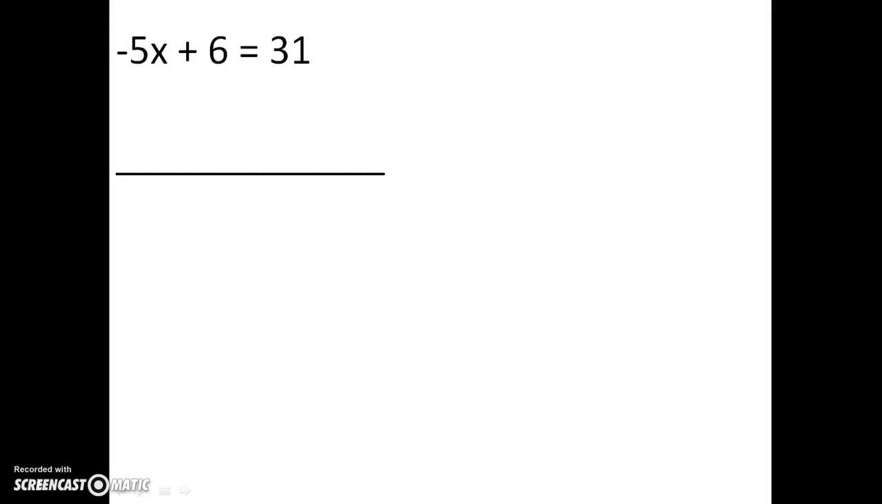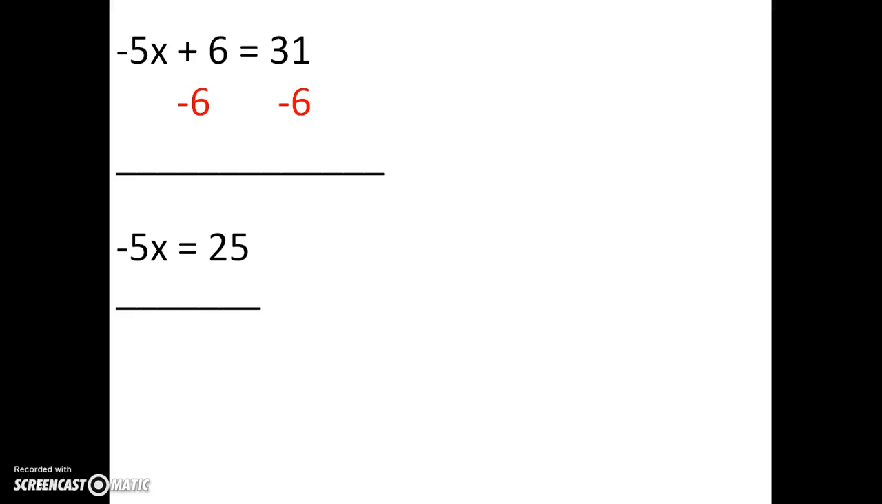This one, I have negative 5 times the number plus 6 equal 31. My first step, as we did in number 1, since 6 is not attached to a variable, I must get rid of that. So I'm going to give it its opposite. I'm going to subtract 6 on both sides, which will leave me on the left side of the equation negative 5x, and then on the other side of the equation I will have 31 minus 6, which will leave me with 25 left over.